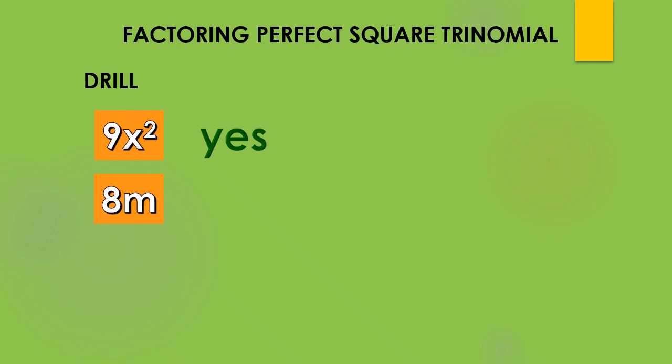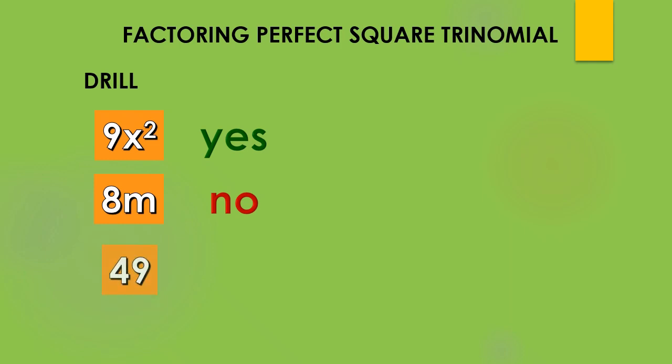8m. Is this a perfect square term? The answer is no. It is not a perfect square term because, as you can see, the variable m here is not raised to an exponent of 2. So if there is no exponent of 2, it means that the given variable is not a perfect square term. So this one is not a perfect square term.